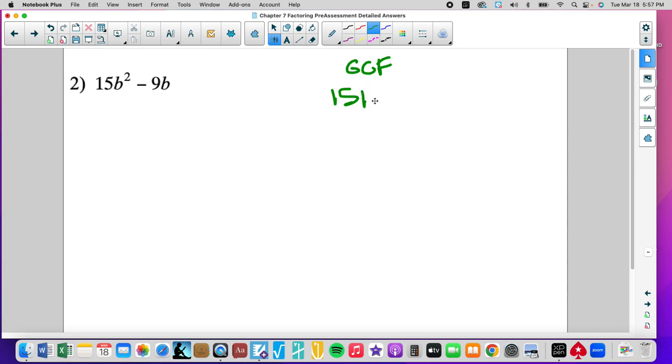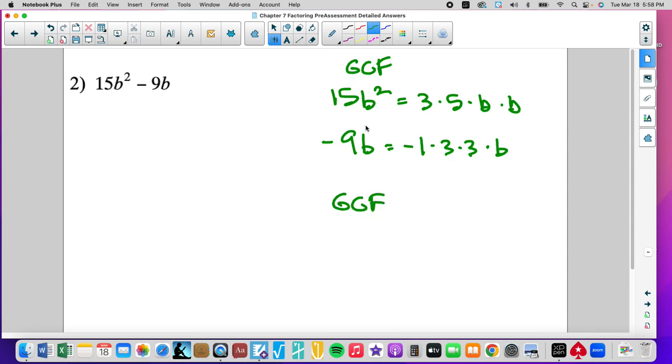So you take your first term, 15b squared, and we break it down into its prime factors. And again, at this point in 8th grade, you should be able to break 15 up into its prime factors. Notice those two numbers are prime. And then we have negative 9b. So that's negative 1 times 3 times 3 times b. Now, if we're going to find the GCF of those two terms, we circle what they have in common.